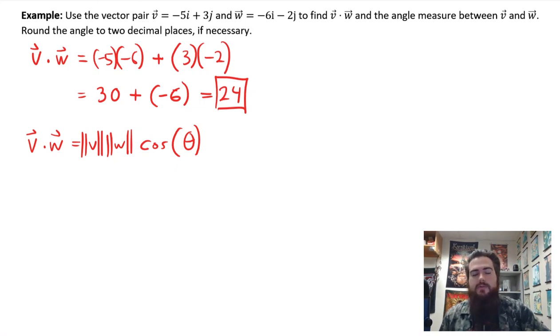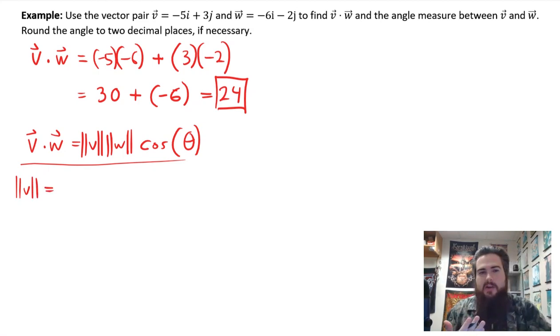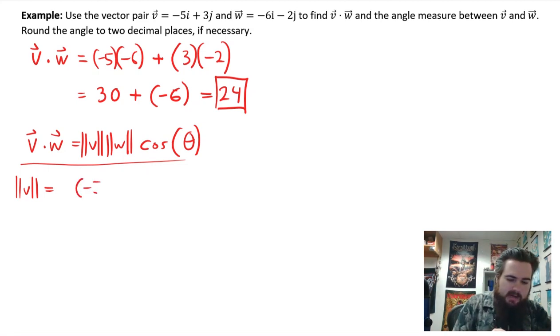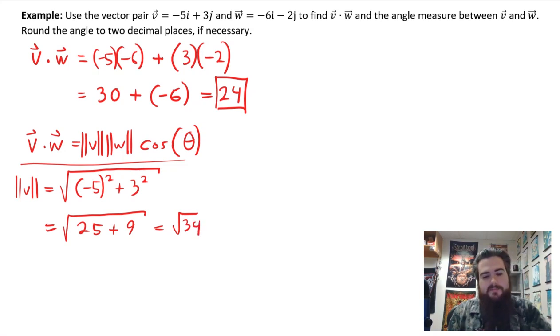We need both the magnitude of v and the magnitude of w. So let's quickly solve those. The magnitude of v, we can find that because that is basically just the Pythagorean theorem with the first and second components of v. So that'd be negative 5 squared plus 3 squared underneath a square root. Well, that gives us the square root of 25 plus 9, or just the square root of 34, which I will keep as it is.